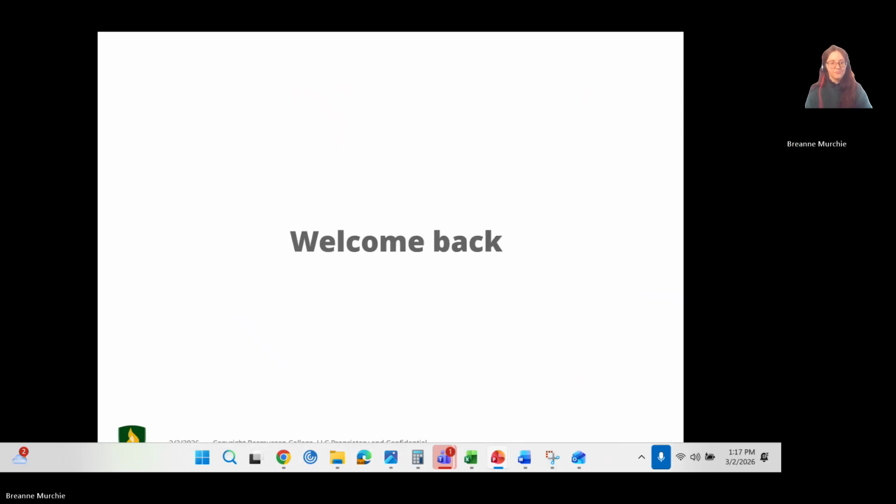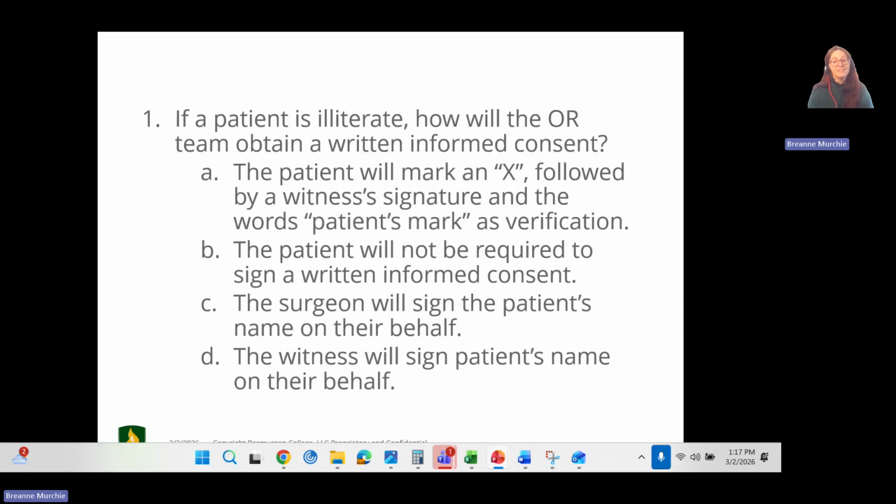Welcome back. All right, number 1, if the patient's illiterate, how will the OR team obtain a written informed consent? That answer is going to be A. The patient will mark an X. The witness's signature will mark that they validated that the patient's mark was their own. You can never sign a name for anybody else. That is not legal.